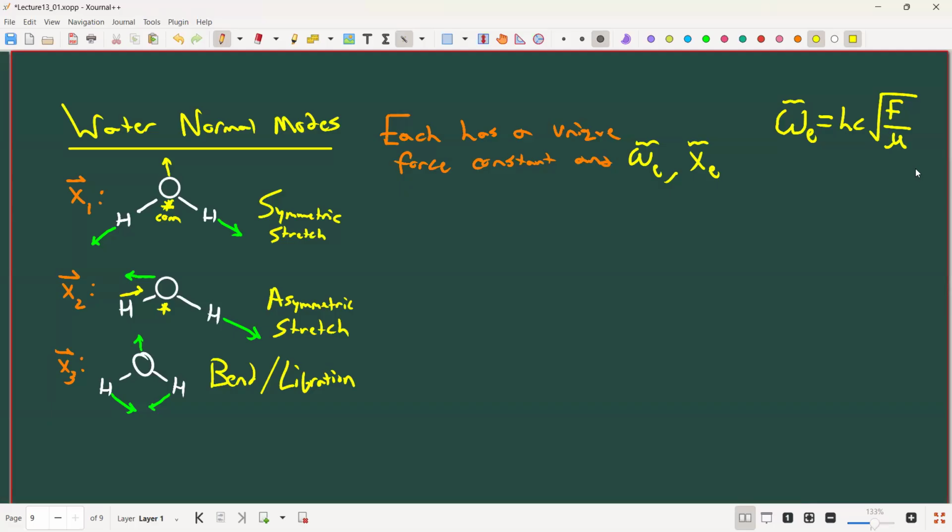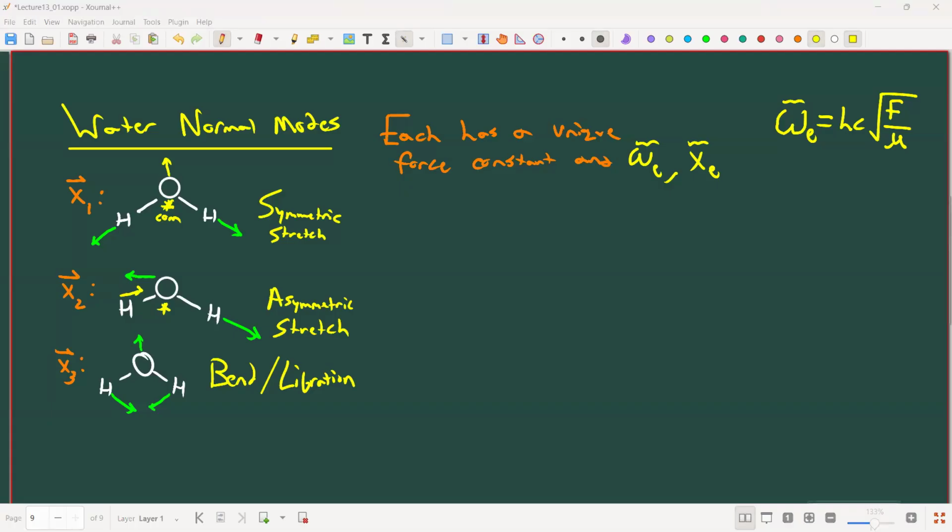So in the symmetric stretch, it's basically just hydrogens moving, so mu is very small. So the frequencies of the stretches are going to be fairly large. In the libration, you actually have roughly equal motion of the oxygen and the hydrogens together, so that has a much larger reduced mass. And so the bend is much lower in energy, much lower in frequency than the others, because it's effectively a heavier vibration.